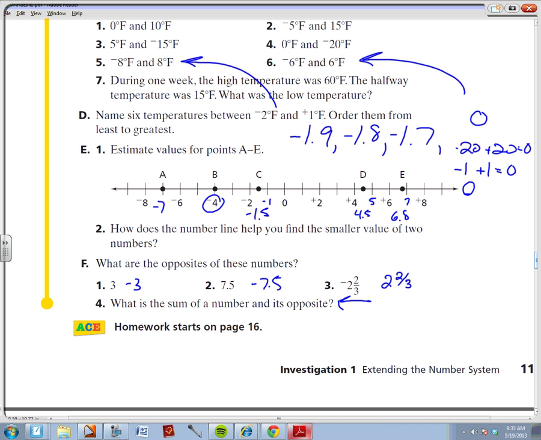All right. If you have any questions, make sure you ask them, write them down. Tonight's ACE, if you're in A group, is 9, 12 through 15. B group is 40 and 41. C group is 49 to 50.